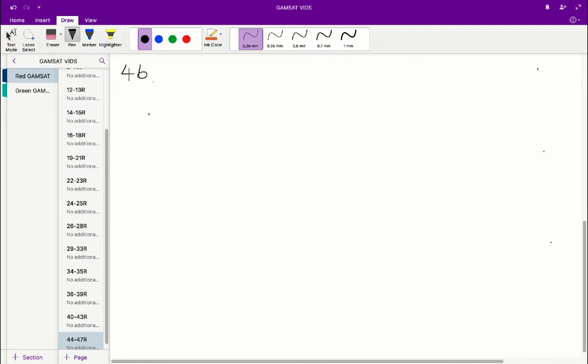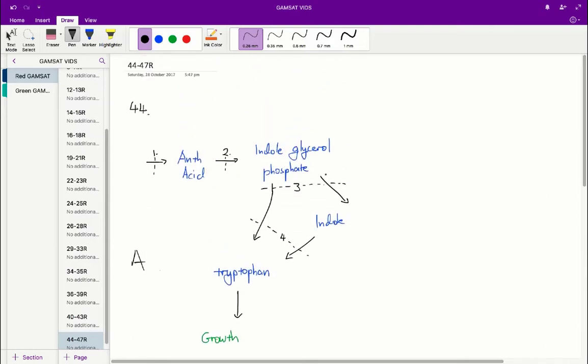So question 46: according to table 1 and figure 1, the defect in try 3 could directly affect only step. If we look at table 1, try 3 will result in growth if supplemented with tryptophan and indole, but if anthranilic acid or IGP is supplied, there'll be no growth. The step that corresponds well with this is step 3.